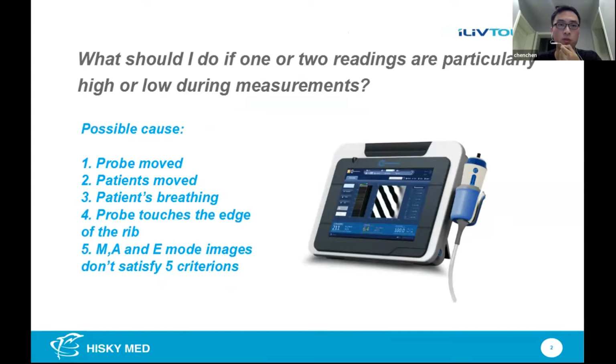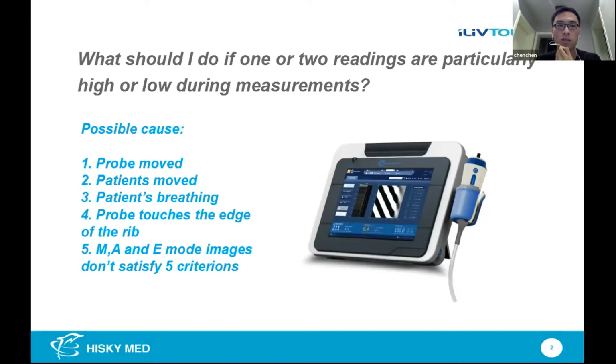The first cause is maybe the probe is moved. Maybe when we hold the probe, we don't hold it steady. So when the probe moves, we may get one or two high or low readings. The second cause is that the patient moves. When the patient lies down, maybe they inhale and exhale, and maybe they move their body, so they will get one or two high or low readings. Another cause is patient breathing. When patients exhale and inhale, it will affect the results.